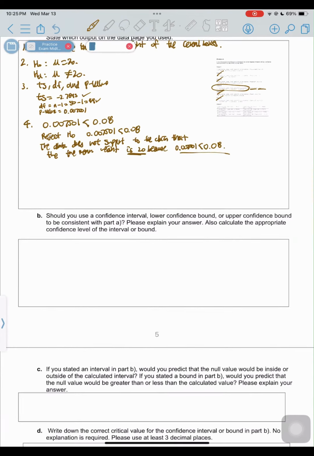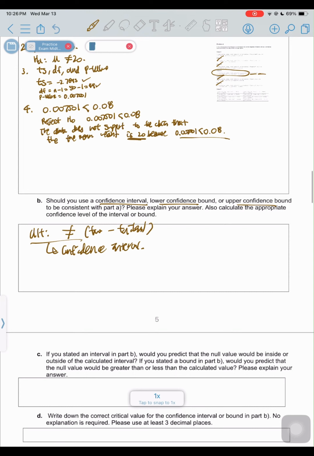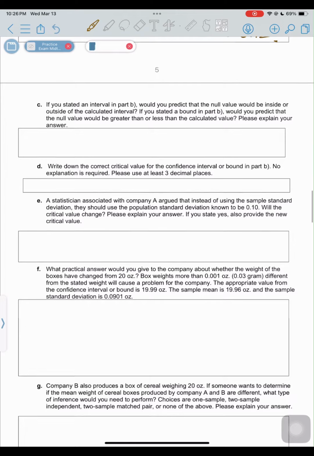And then, should you use confidence interval, lower confidence bound, or upper confidence bound? If you remember your alternative, it uses a not equal sign, and this was the two-tailed, right? If it's a not equal sign, you have to use confidence interval. So the confidence level is 1 minus alpha, right? So that means 1 minus 0.08, that just becomes 0.92. So 0.92 is the correct confidence level.